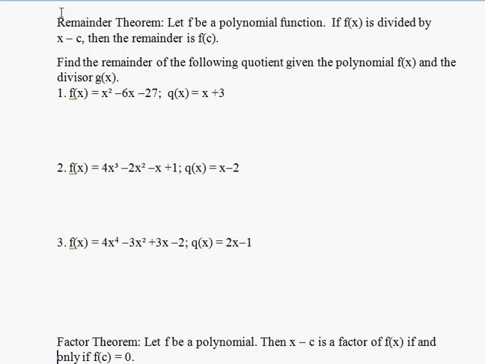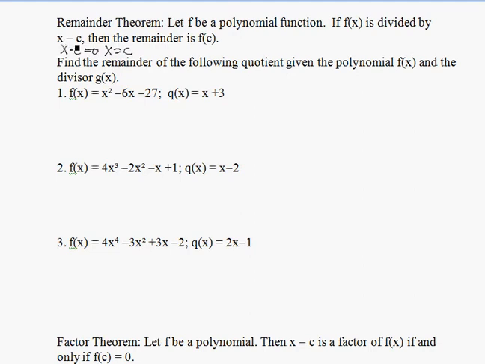Okay, let's take a look at the remainder theorem. The remainder theorem says essentially that if you take a function f, let it be a polynomial, and it is divided by a linear factor, x minus c, then you evaluate the function at the c value. So if you take x minus c, set it equal to 0, you get x equals c. So if you do f of this number here, the remainder will be that function value.